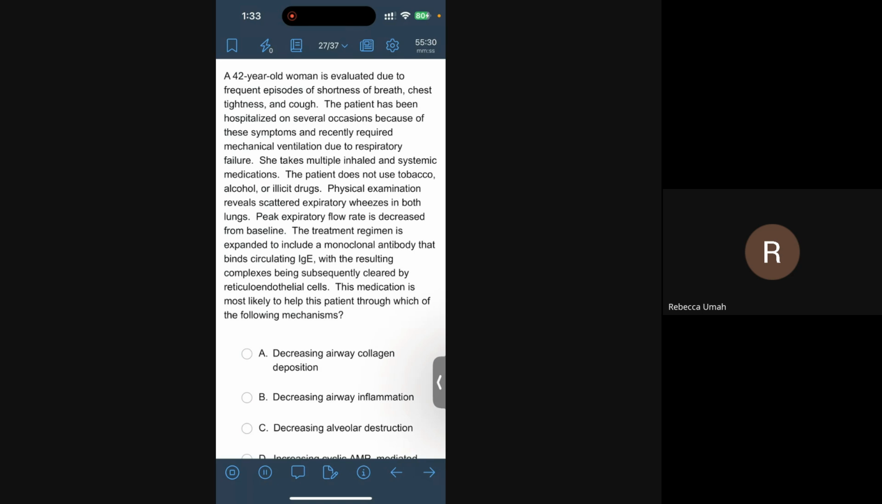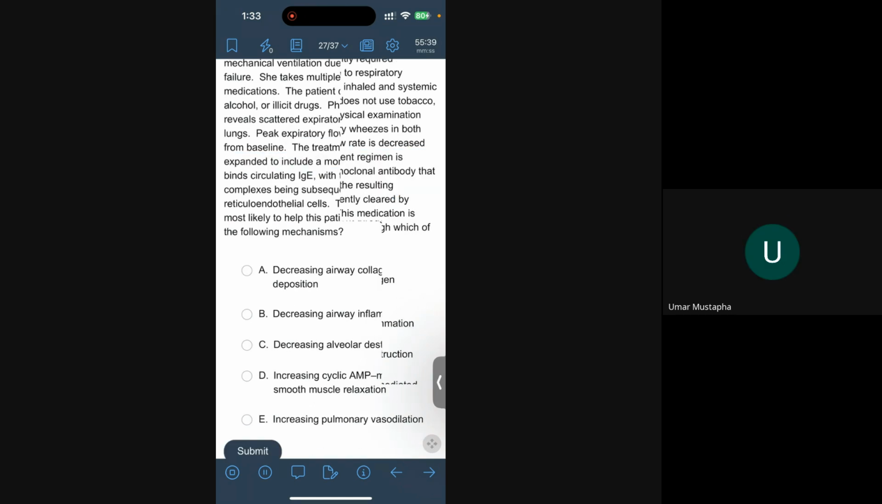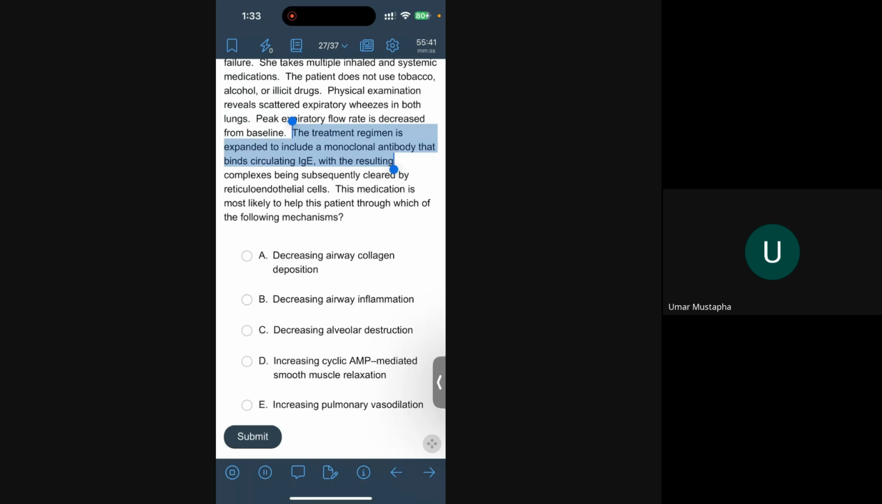IgE is involved in which disease? In which respiratory disease? Asthma. Airway collagen deposition occurs in which disease? Collagen deposition occurs in fibrosis. Alveolar destruction occurs in which disease? Emphysema.